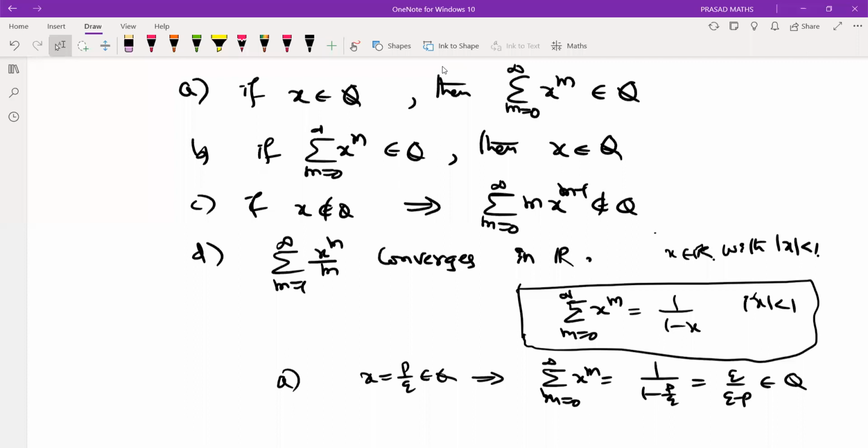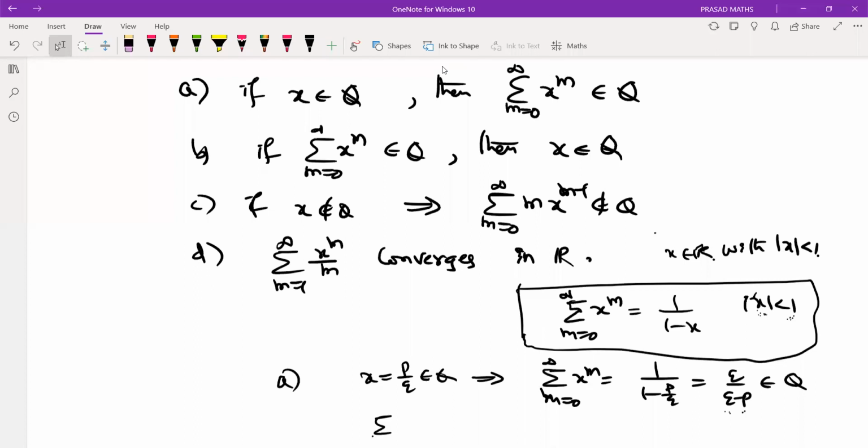So q equals p కాదు, understand, because actually what I'm taking is mod x is less than 1. Understand? Mod x is less than 1. q equals p has no chance, right? So therefore it is a rational number, right? So next option చూడండి.